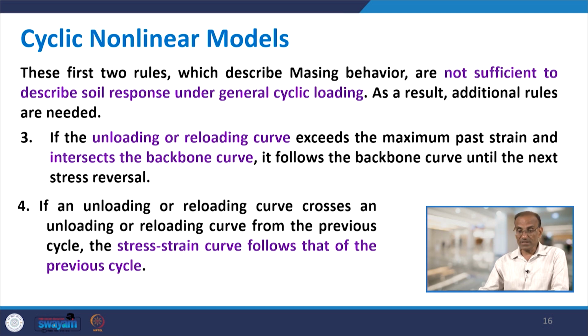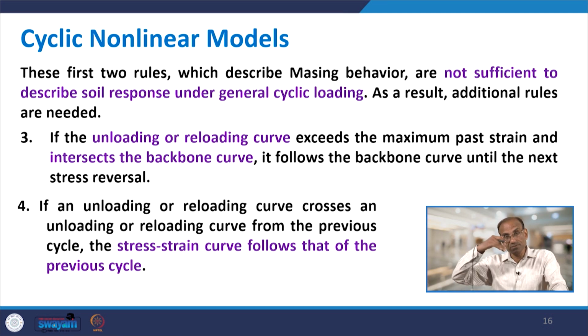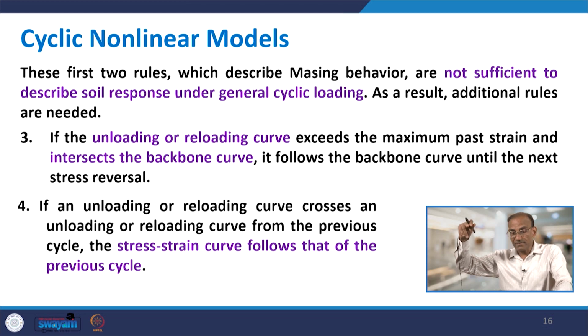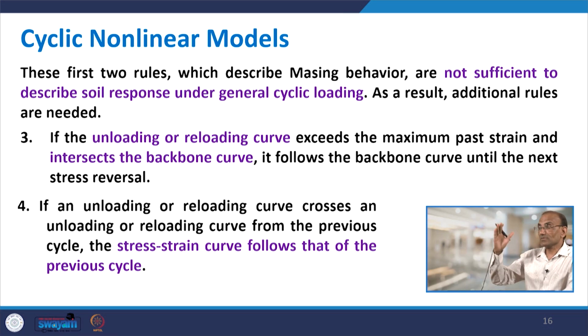If the unloading or reloading curve exceeds the maximum past strain and intersects the backbone curve, then it follows the backbone curve until the next stress reversal. So, the third point says you have loading, then you will have an unloading or reloading curve. So, you are now on either an unloading or reloading curve.